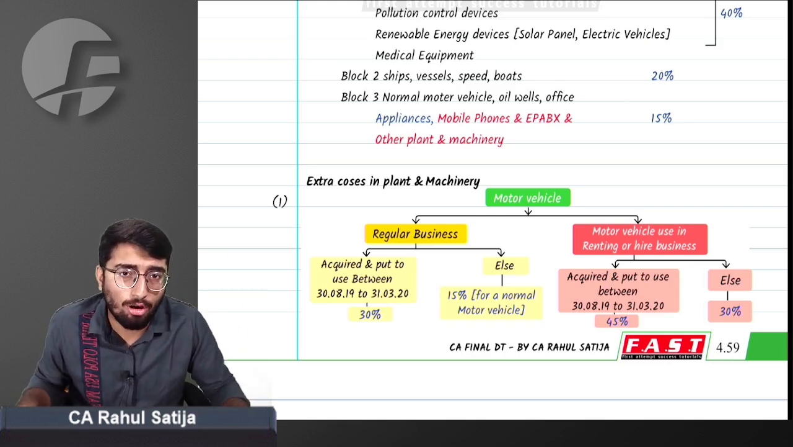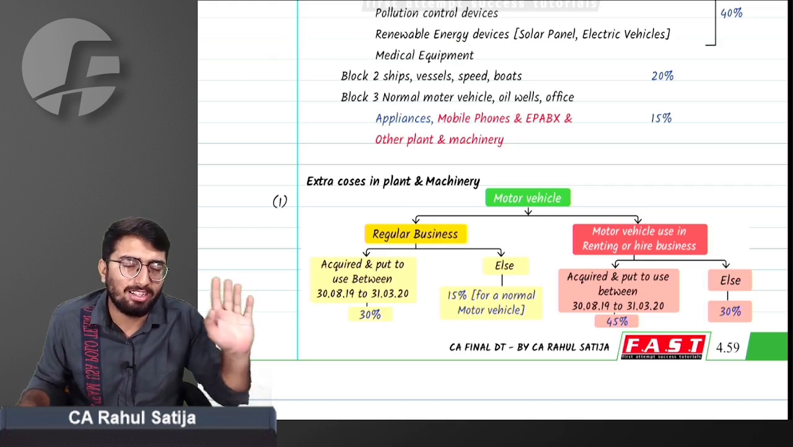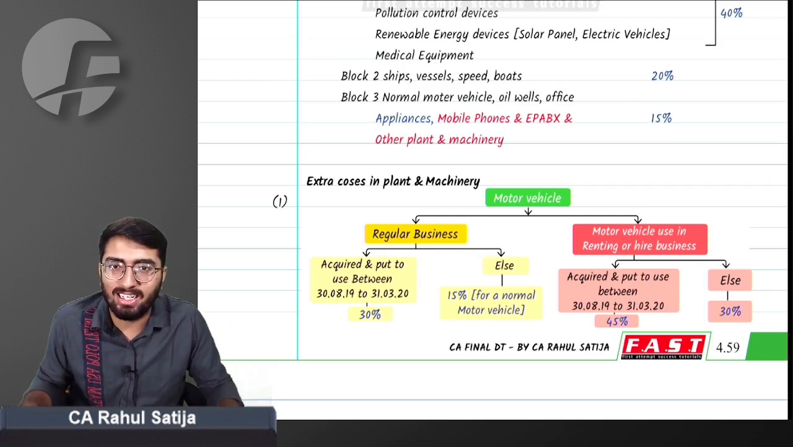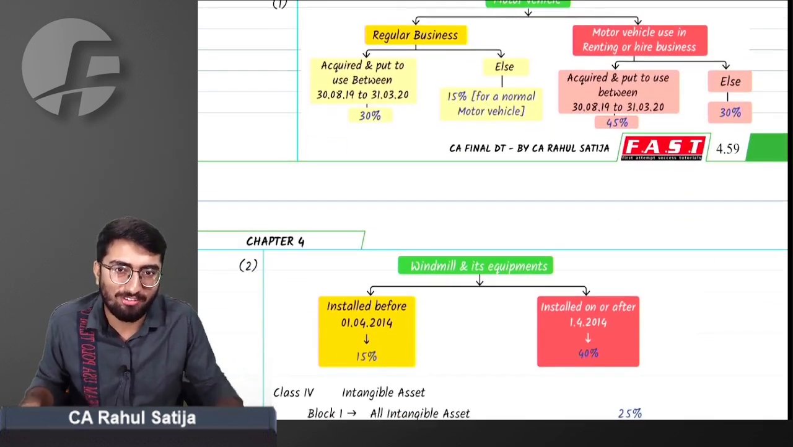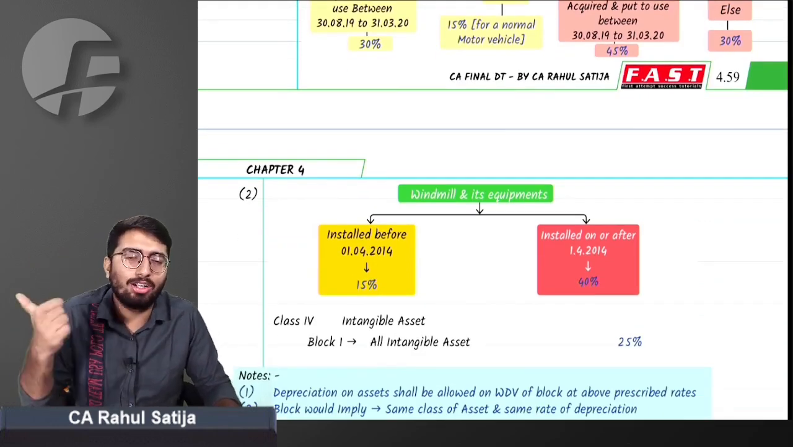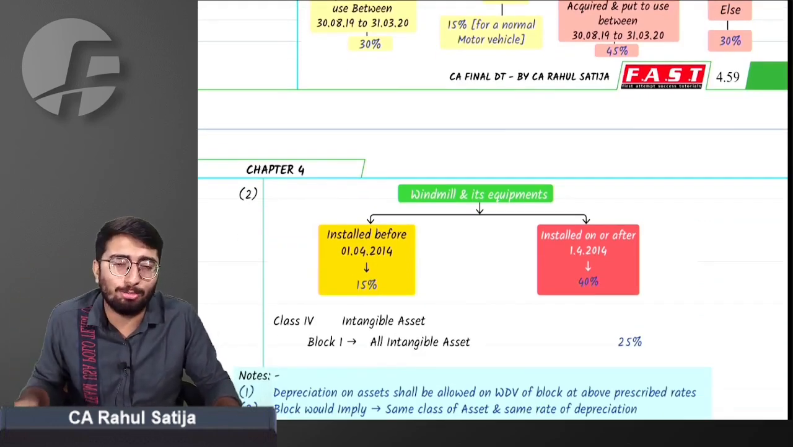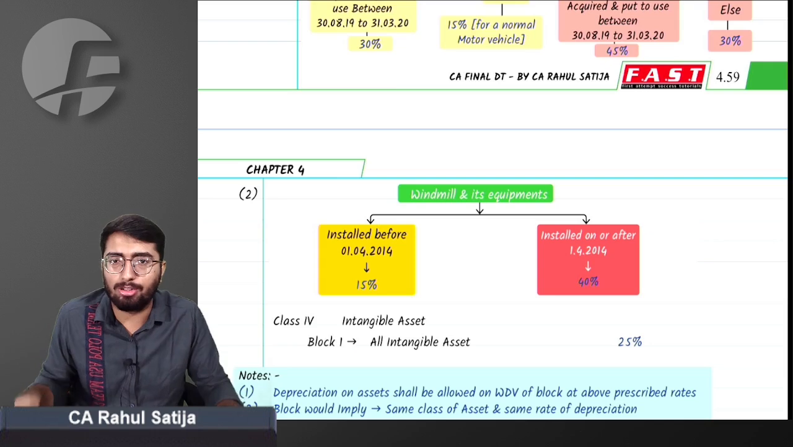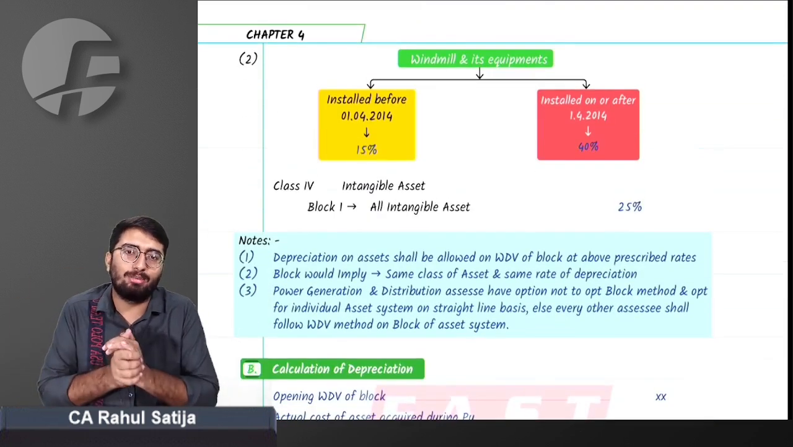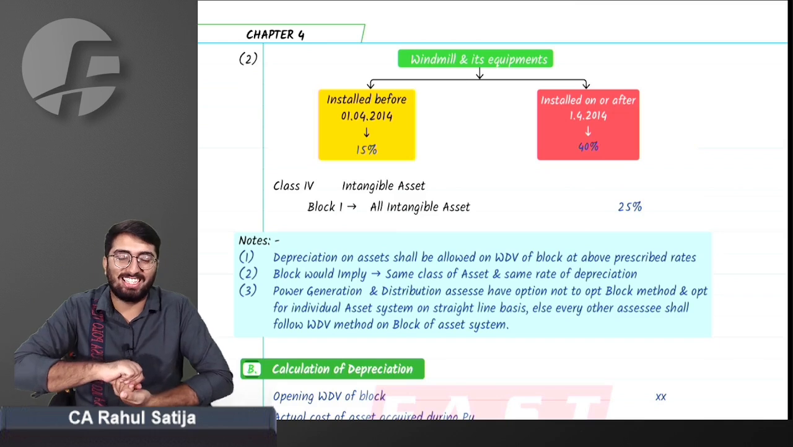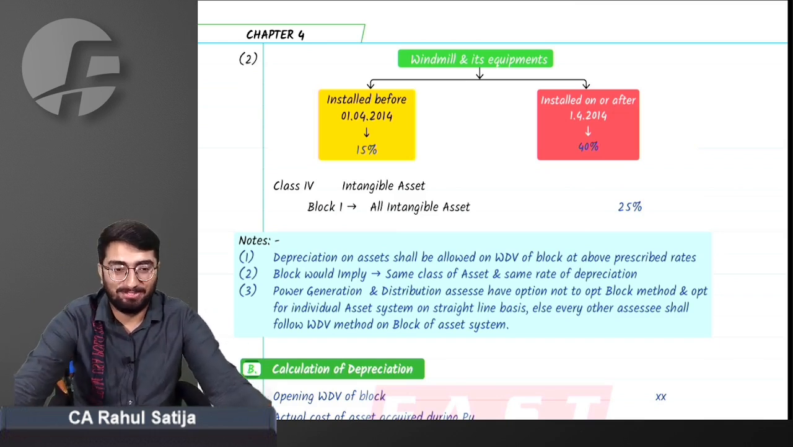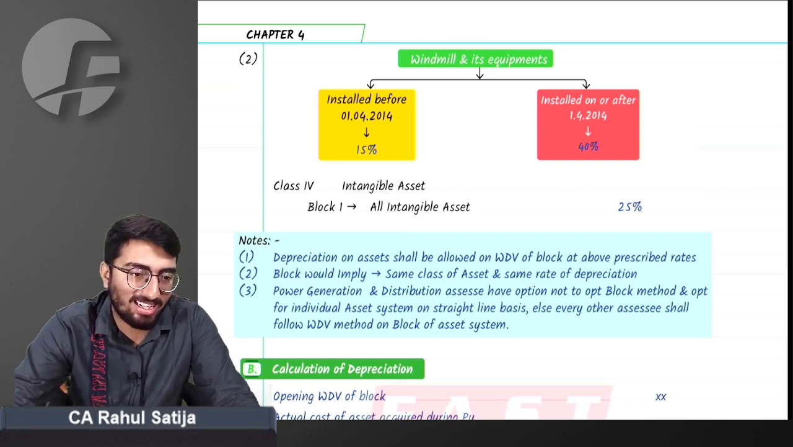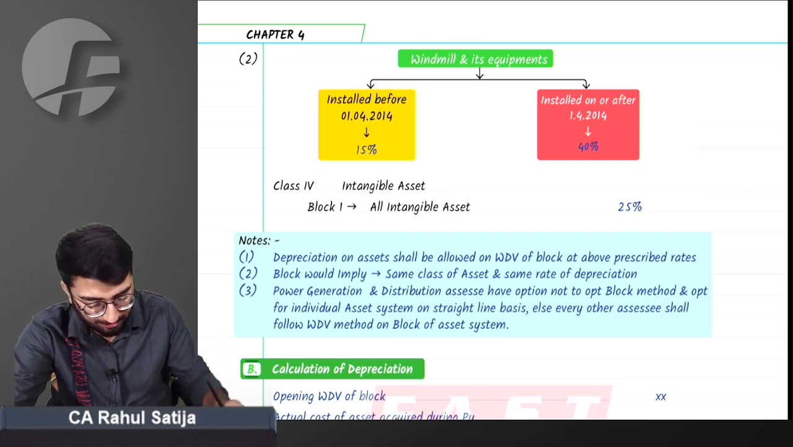Vice versa, if you have a business of renting of motor vehicle, then normally 30% depreciation is allowed. But in case you have acquired between 31st August 2019 and 31st March 2020, it will be chargeable to 45% depreciation. If you have a windmill acquired and put to use before the Modi government came into power, that is 1/4/2014, then it will be depreciable at 15%. Otherwise, after that, it will be depreciable at 40%. Then any kind of intangible asset will be depreciable at 25%. Did you get this point or not? Yes, sir, we did understand what you are saying.